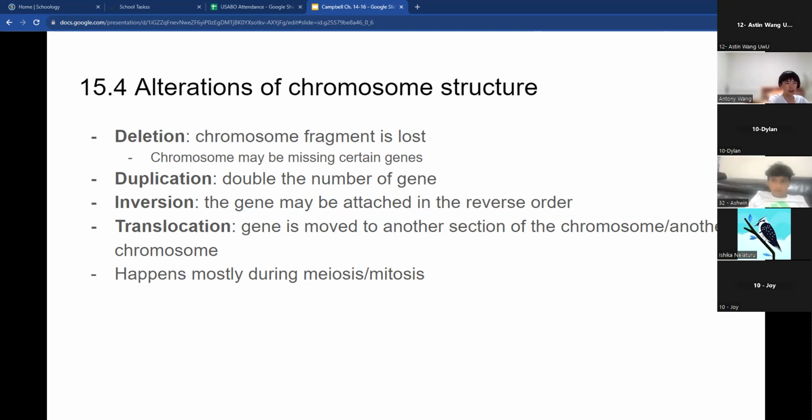Inversion, a gene may be attached in the reverse order. Sometimes when DNA is being repaired, if you're exchanging homologous DNA, when you reattach the gene, the gene may be attached in the reverse order. Translocation, a gene is moved to another section of the chromosome. This could be pretty bad because the location of the gene in your nucleus is important. Yeah, I think we will get into that in a bit.